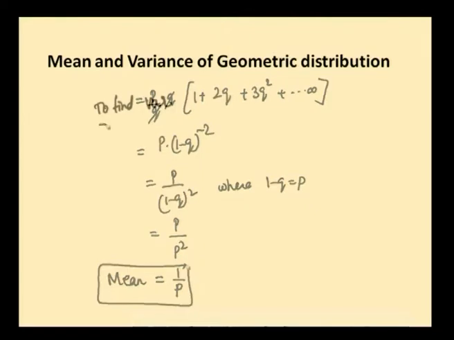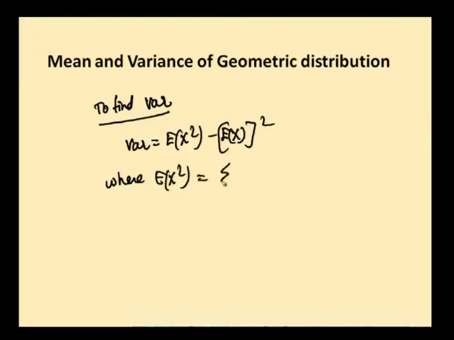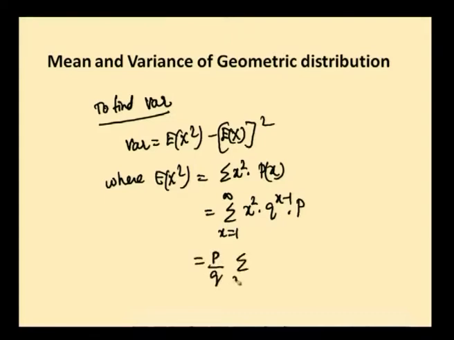Okay. Next, we will find variance. Variance is equal to expectation of x square minus expectation of x whole square, where expectation of x square is equal to summation x square into p of x. Since all these things are very familiar to you, let us go in fast. X is equal to 1 to infinity x square into q power x minus 1 into p. Okay. And this is written as q power x minus 1 into p, p by q comes outside, and summation x is equal to 1 to infinity x square into q power x.